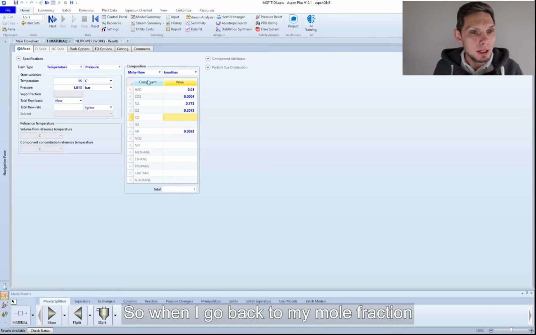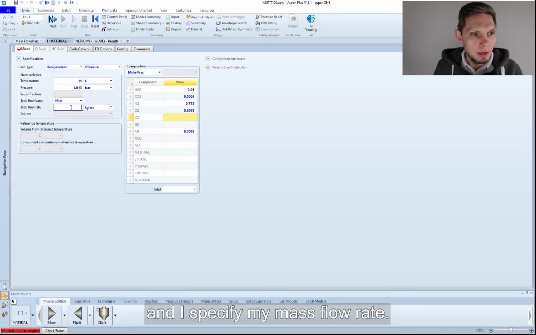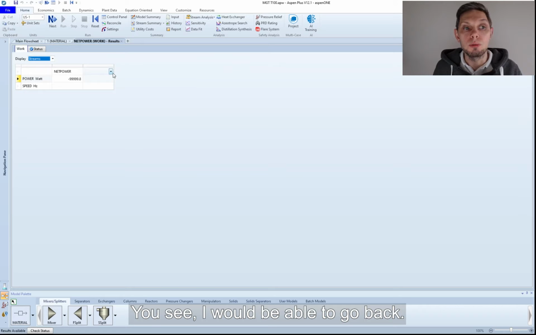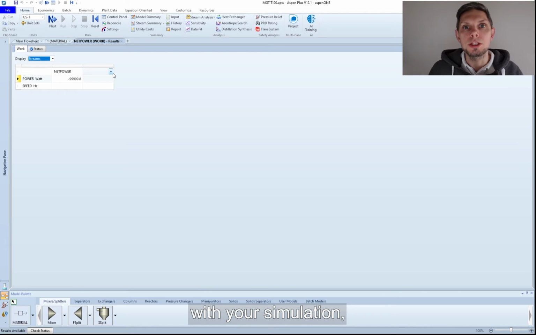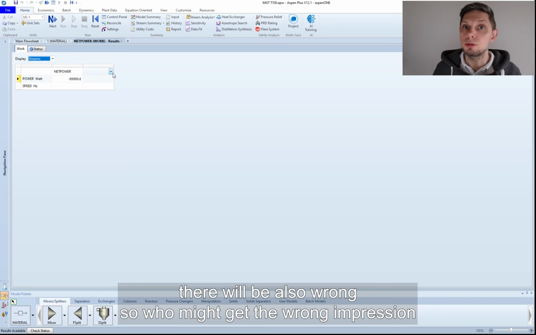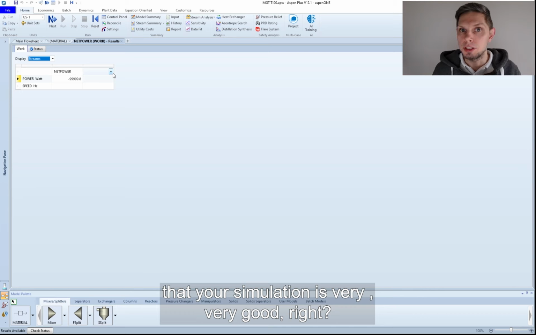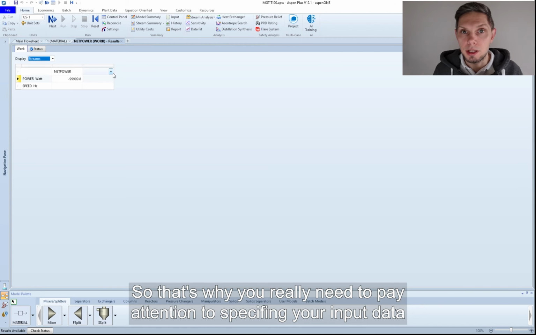So when I go back to my mole fraction and I specify my mass flow rate, you see I'll be able to go back. Of course you can go back, but then your partial results, as you start progressing with your simulation, will also be wrong, so you might get the wrong impression that your simulation is very, very good, right? So that's why you really need to pay attention to specifying your input data in your simulations.